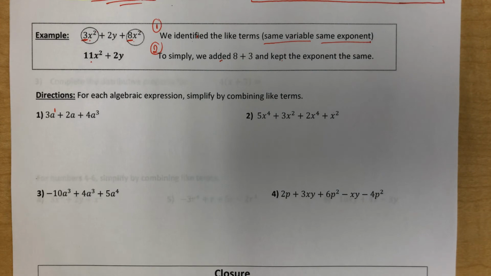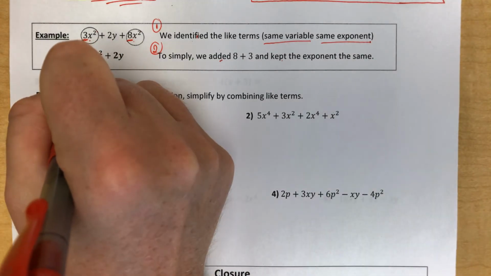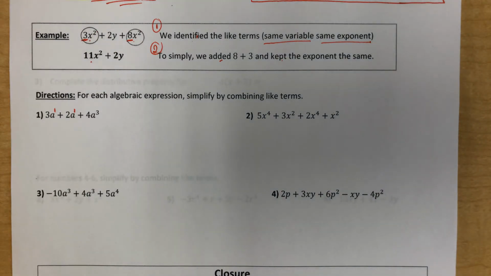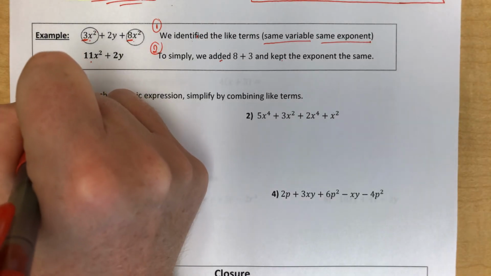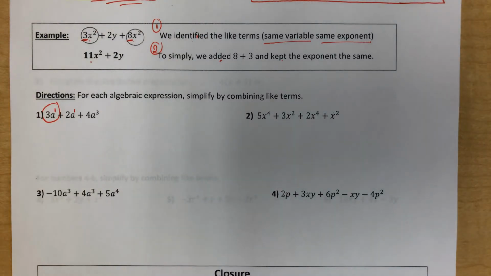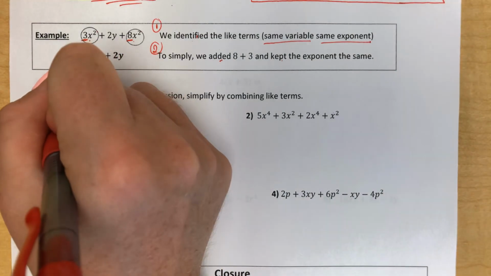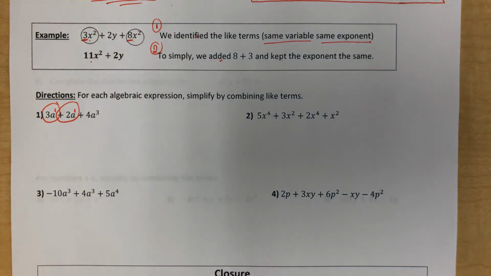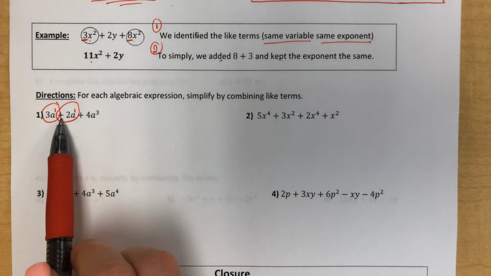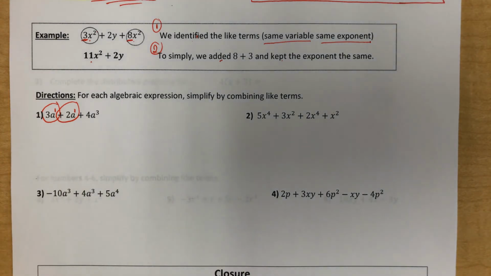Now I'm going to check, does anything else match? Yeah, the second guy matches. He's also an a to the 1st power. So when you have your like terms, you want to circle those. So I'm going to circle 3a to the 1st, and then I'm going to circle a positive 2a to the 1st. You always want to include the operation if you can.